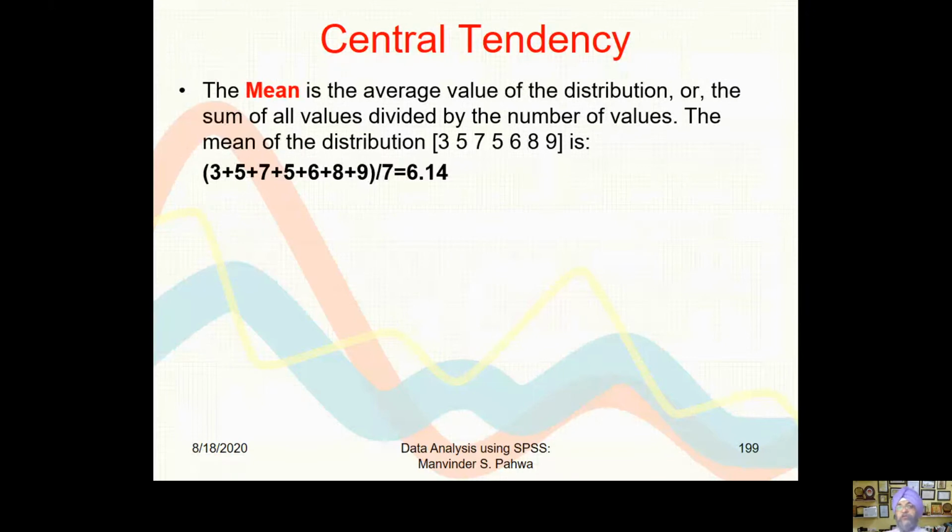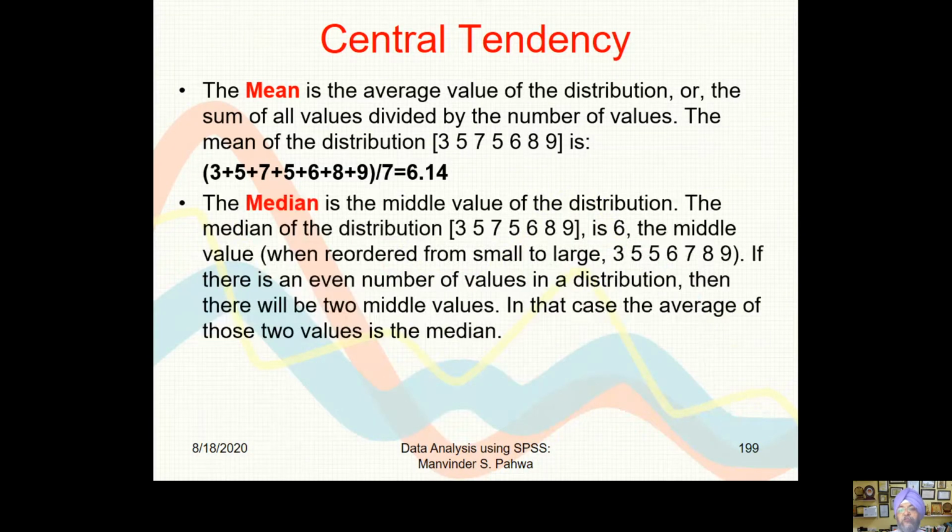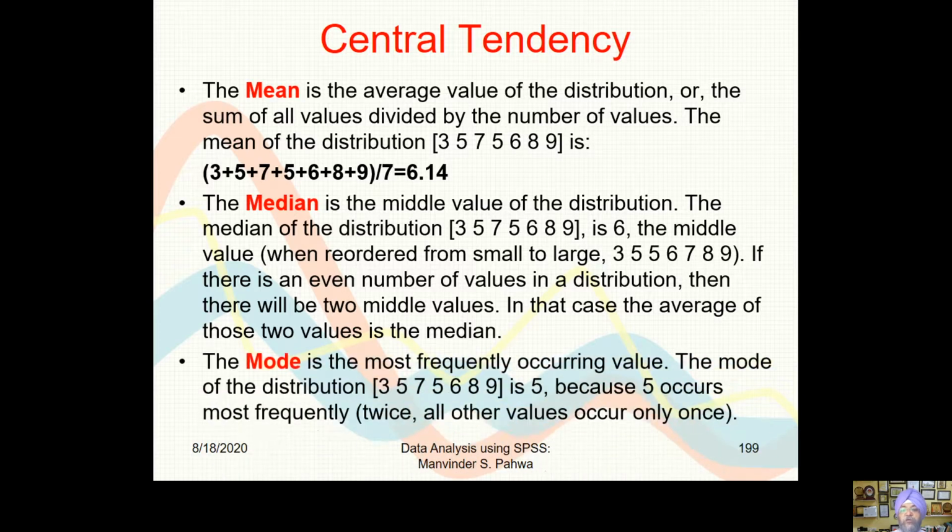So what is the mean? Mean is the average of the values. When we talk about the mean, we add all the values and divide by the number of values. Median is the middle value, the middlemost value of the series. For that we arrange the series from small to large or large to small, as shown here, and then identify the middle value. Mode is the frequency: how many times a value occurs in a particular series is called the mode.